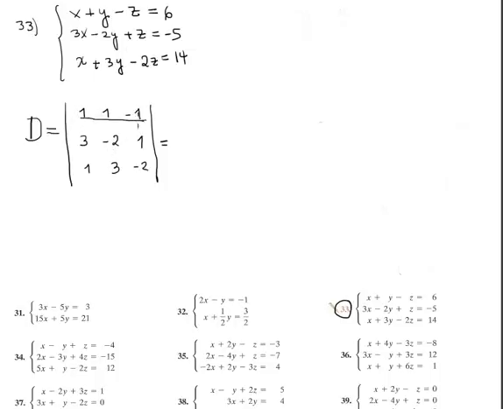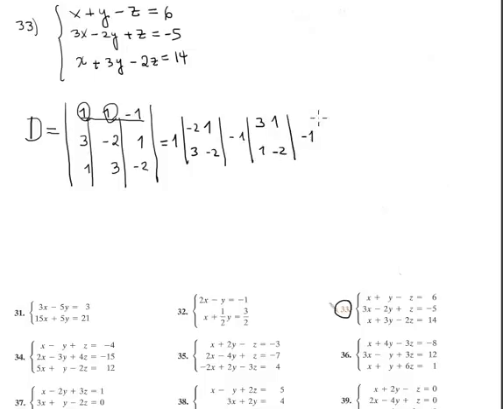So let's do it by row number 1. 1 multiplied by a cofactor. The cofactor is formed when you delete this row and column, and it is minus 2, 1, 3, negative 2. Second, negative 1. When you delete this and that, it is 3, 1, 1, and negative 2. Finally, minus 1. When you delete this, it is 3, negative 2, 1, and 3.